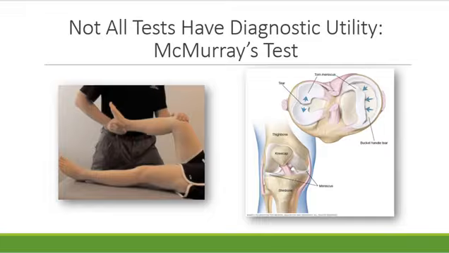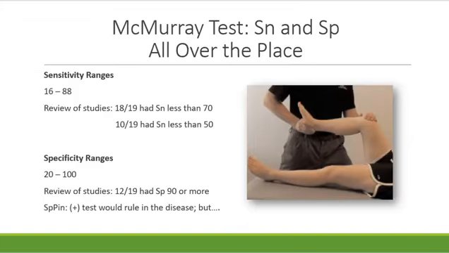Not all tests are great for things at the knee. The meniscus test, the McMurray's test, is one of those. Sensitivity ranges 16 to 88. Well, you might say, gosh, what was that 88 like? Well, I wouldn't focus on the one good. I would see that 18 of 19 had sensitivities less than 70, and 10 of 19 had sensitivities less than 50.